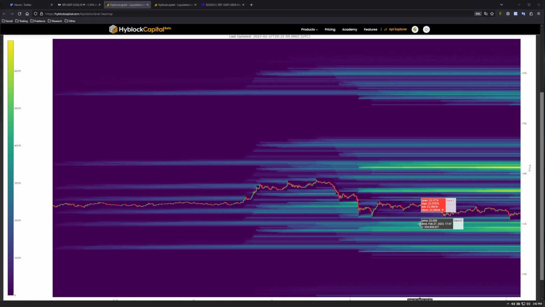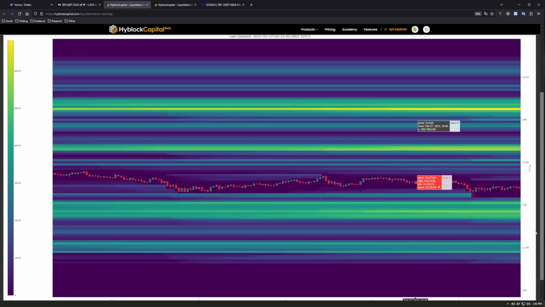This is going to be aggregating the estimated levels from BitMEX, Bybit, as well as Binance. And if we zoom in here, we can easily see that we're a lot closer to long liquidations at around the 23K level than we are any major short liquidations on this 12-hour look back period.